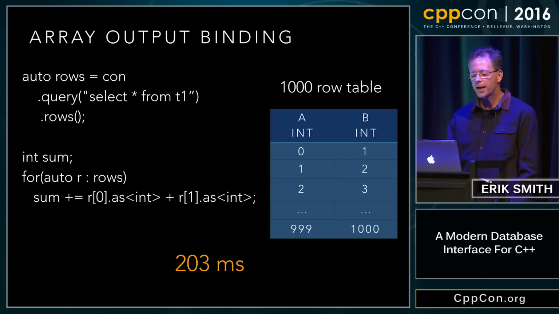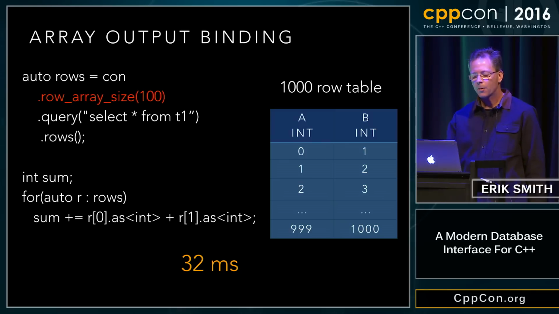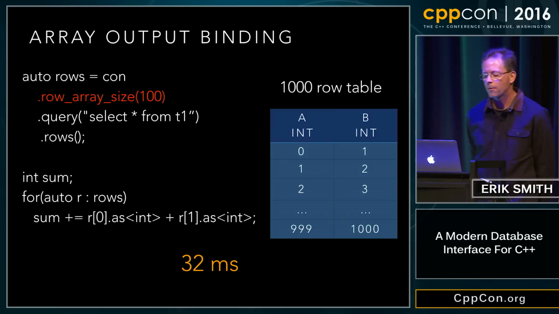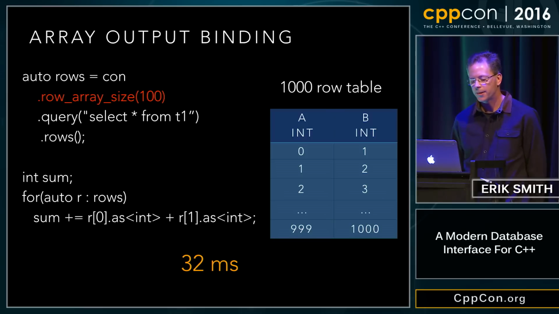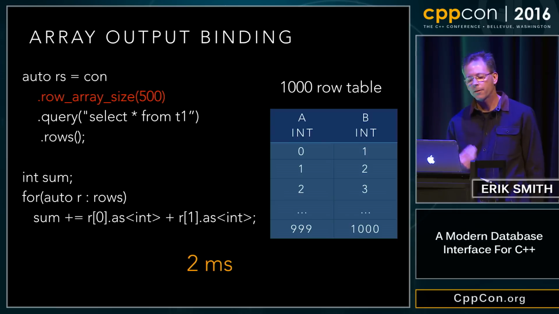So for example, here's a case without any binding here, and I've just measured this for a particular database at 203 milliseconds. And I'm reading this 1,000-row table, and I'm just fetching over the results and adding them. So now I'm going to specify a row array size of 100. And you can see right here that it goes from 203 to 32 milliseconds. Now that's 100 rows for a 1,000-row table. So if 100 is good, maybe increasing it will be better. So let's set it to 500. Now it goes down to 2 milliseconds.